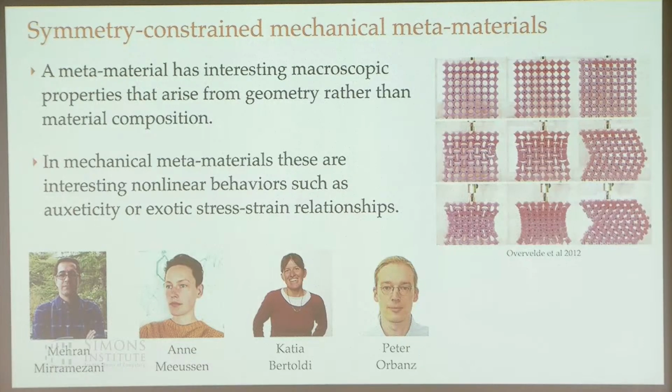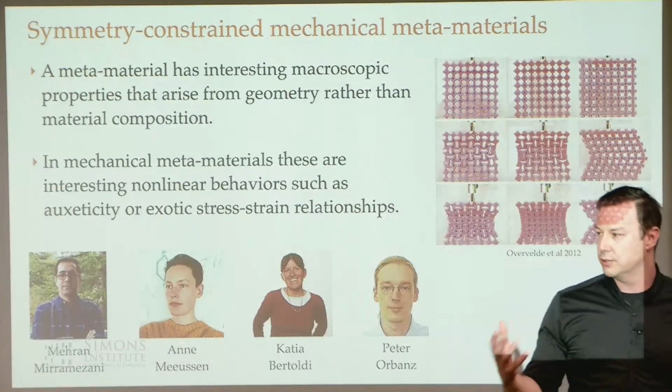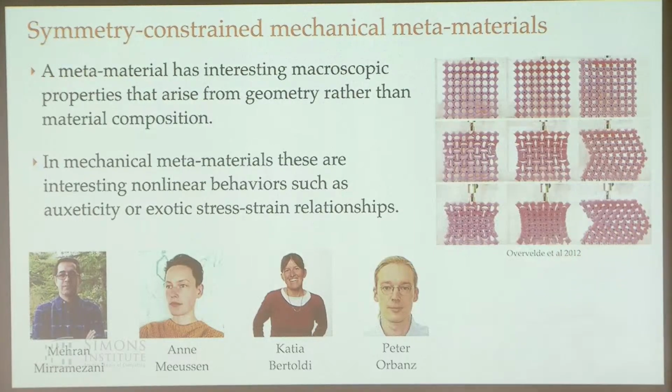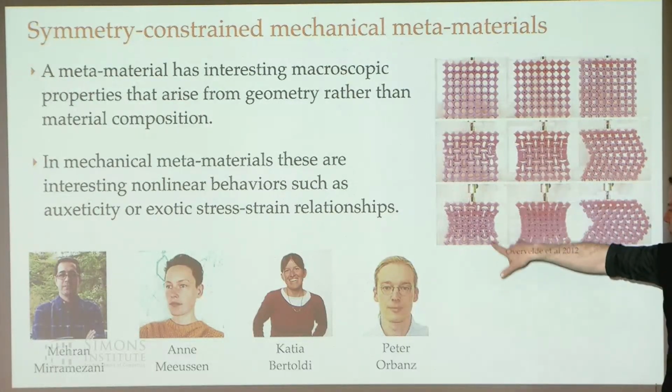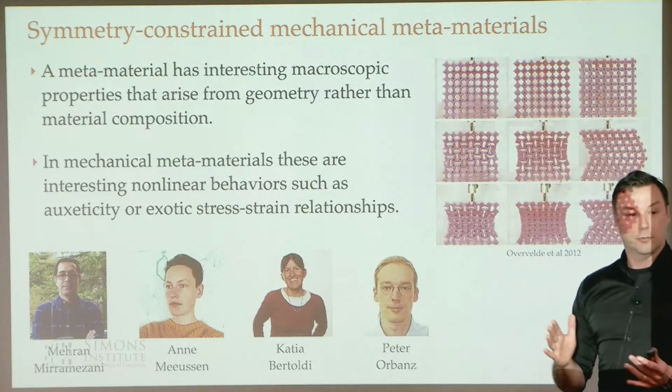And so a metamaterial is some kind of object that has interesting properties arising from its geometry rather than its material composition. So this is what is called a cellular solid. This is where we have these pores, and the shape of the pores results in interesting differences in behavior, whether it's buckling, or what we would call auxeticity. So this is like it has a negative Poisson ratio.